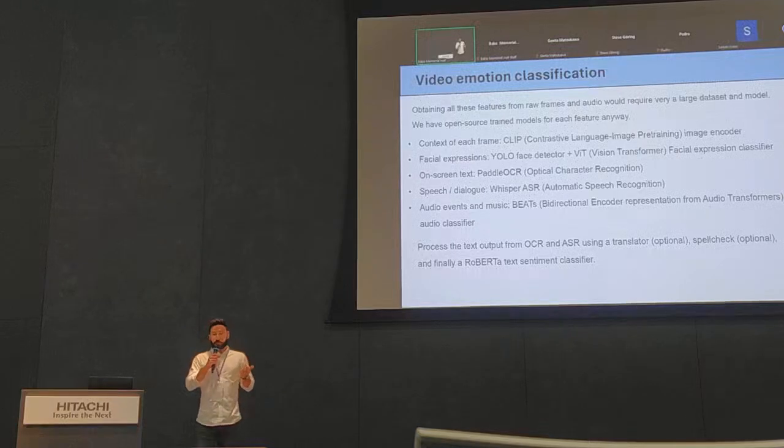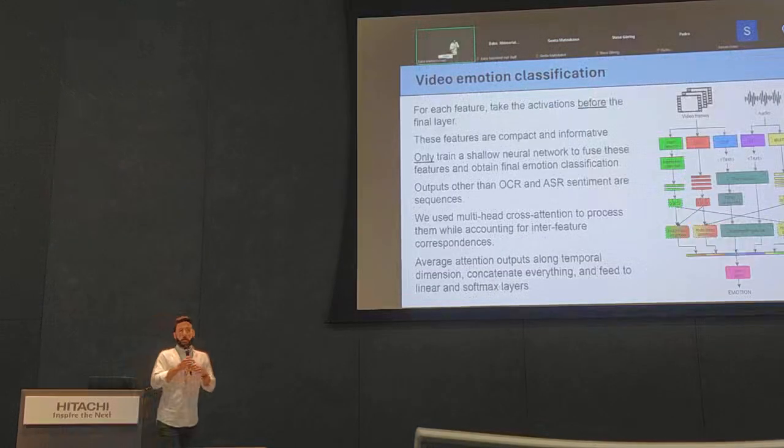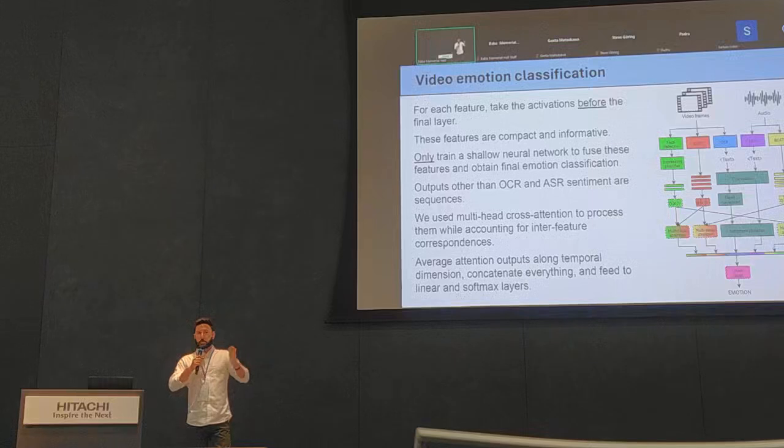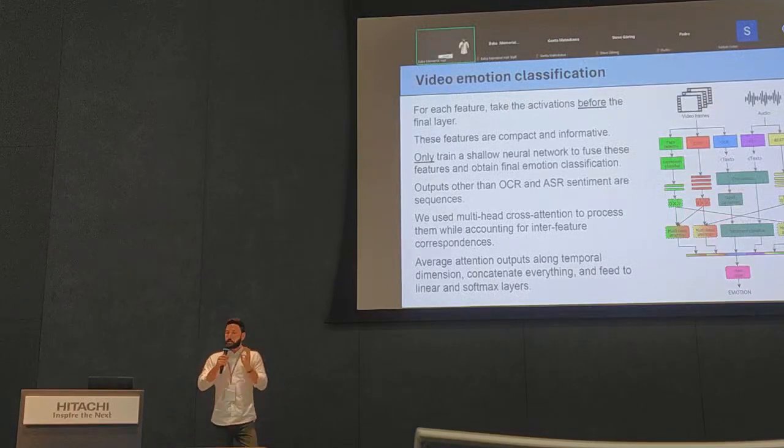And then, in the case of texts, I further process them, if needed, using a translator and a spell checker, and finally a RoBERTa text sentiment classifier. So we process the text one step further. Very importantly, we do not use the final prediction of these steps. Otherwise, we lose so much information if we only take the prediction. Rather than that, we took the activations from before the final layer. This is the most informative layer at the end, but it's still not condensed into predictions. These are usually vectors with a size of 512, etc. So these are very compact and informative.